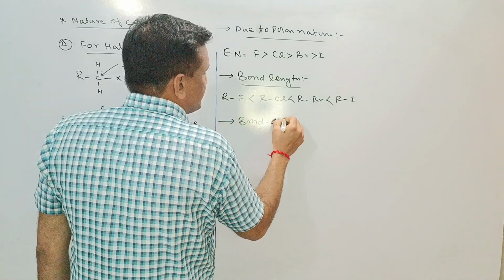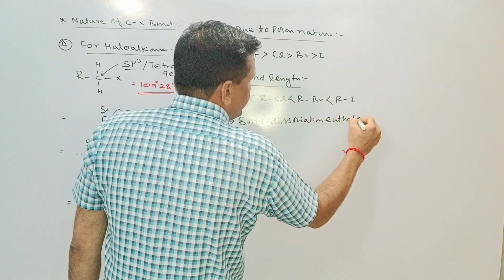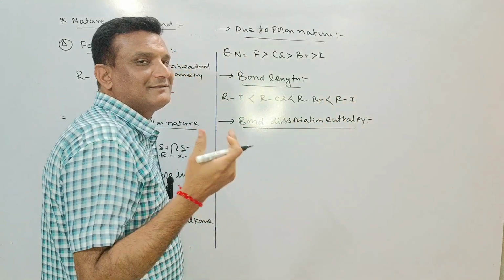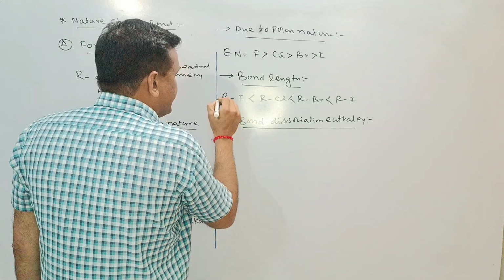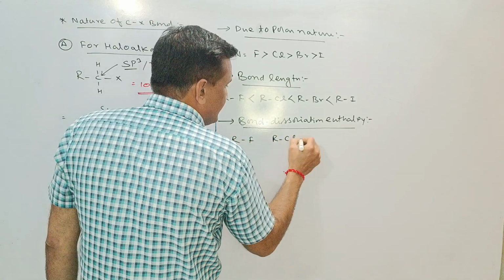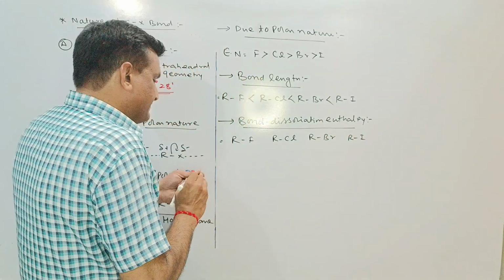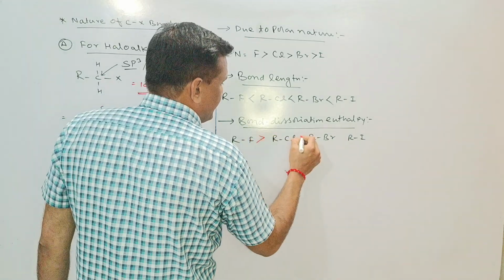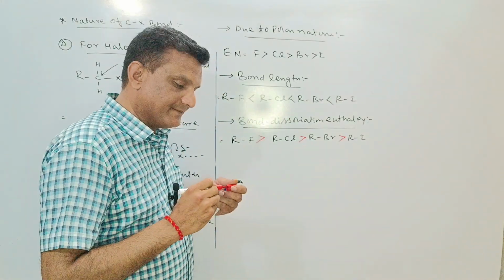And the bond dissociation enthalpy sequence, with the larger size, will require less energy. So the bond dissociation enthalpy or bond enthalpy sequence will be as follows. This is RF, this is RCl, this is RBr and this is RI. So the bond dissociation enthalpy decreases as follows. It will be larger for fluoroalkane and lesser for iodoalkane.